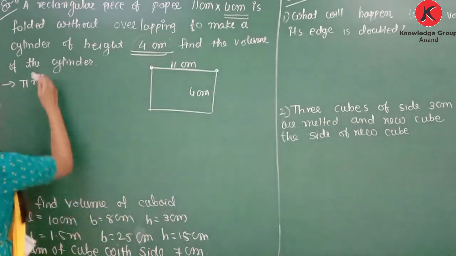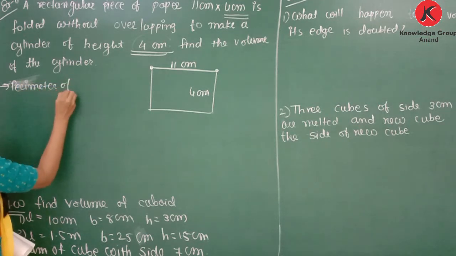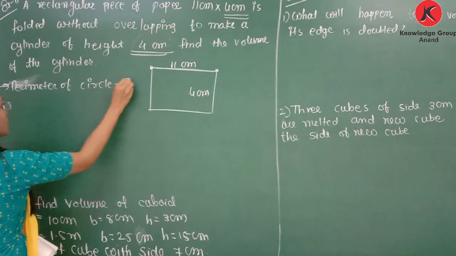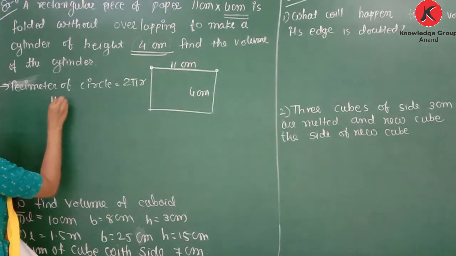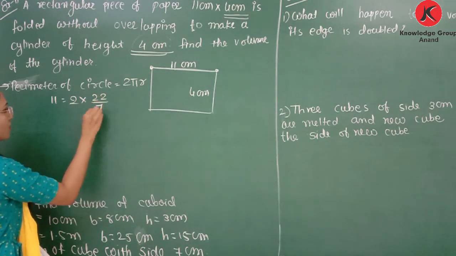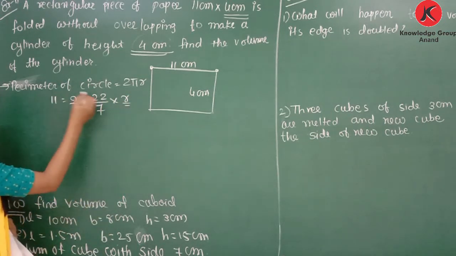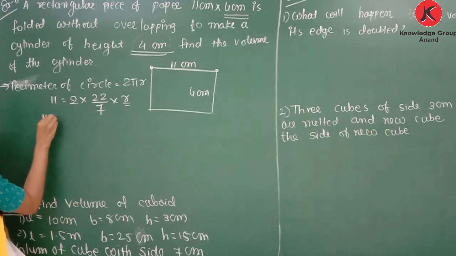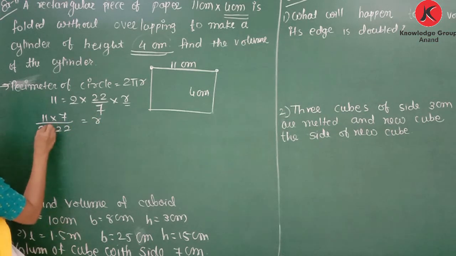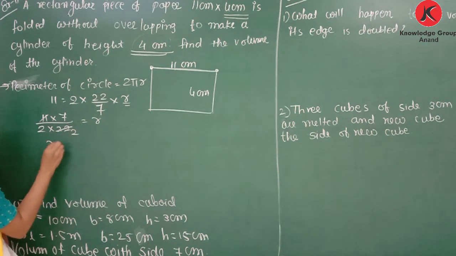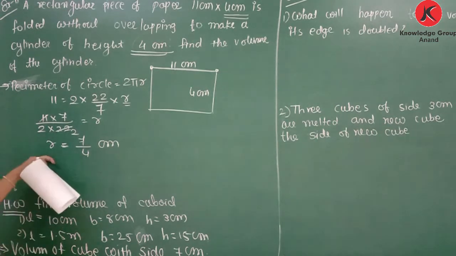So we can consider the perimeter of a circle, that is what? 2 pi r. But what is the perimeter? It will be 11 centimeter. 2 pi is 22 by 7 and the radius we need to find. To find the radius, take 7 and multiply by 11, and divide by 2 multiplied by 22. So here we can cancel out. So the radius is equal to 7 by 4 centimeter. Now we get the radius 7 by 4 centimeters.